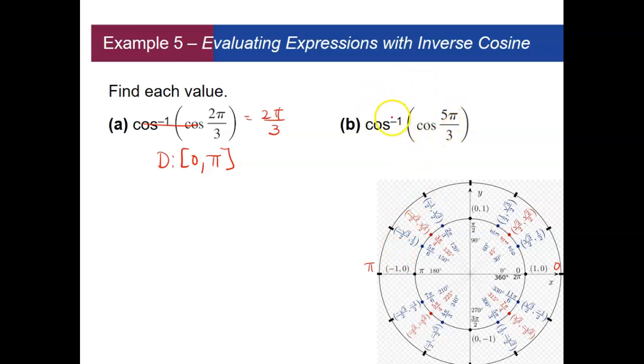So as any composition problem goes, I'm going to start here in the middle. So I want to find the cosine of 5 pi over 3. So I'll go down here to 5 pi over 3, and the cosine value is 1/2. So all of this is going to get replaced by 1/2. Okay, so now I need to ask myself, where is cosine positive 1/2? So my positive cosine values come from the first quadrant, and cosine is the first coordinate here, and so that means my answer is pi over 3.